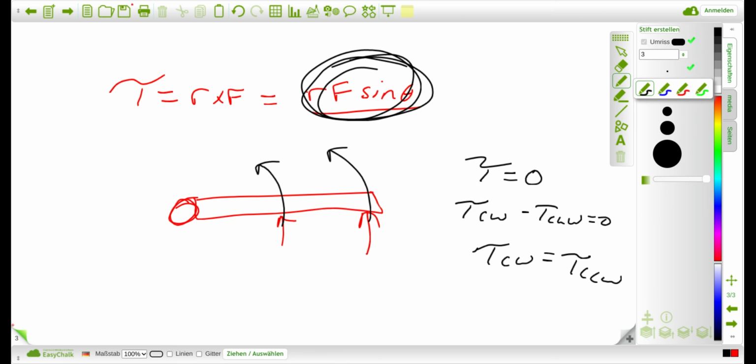But if we have any angles whatsoever other than 90, the force is not acting perpendicular, then we must use the sine of theta. If you have any questions, as always, let me know.